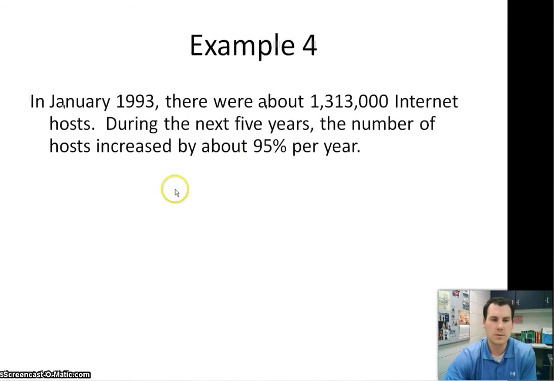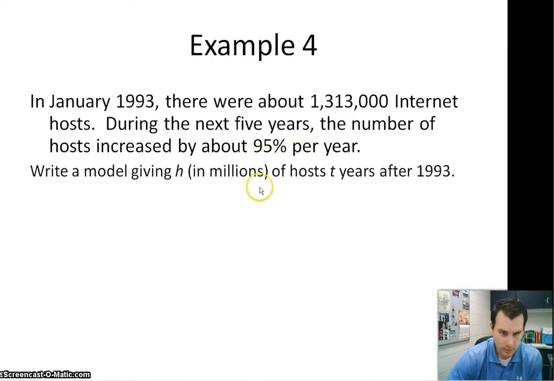Okay, so an example with this: in 1993, there were about 1.3 million internet hosts. During the next 5 years, the number of hosts increased by about 95% per year. So the question is, we want to write a model giving h in millions of hosts t years after 1993. So it could be 5 years, 8 years, 12 years, whatever. We want a model. Model means that you have this equation that you can put any year you want into, and it'll tell you how many hosts there are.